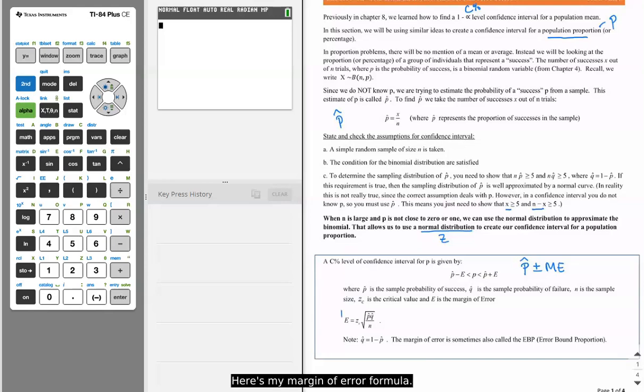So here's my margin of error formula. As long as I have p hat, you can find q hat by subtracting it from 1. And again, the margin of error is sometimes also called the EBP, the error-bound proportion.